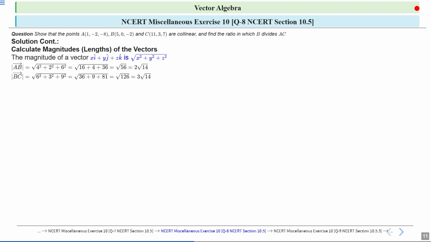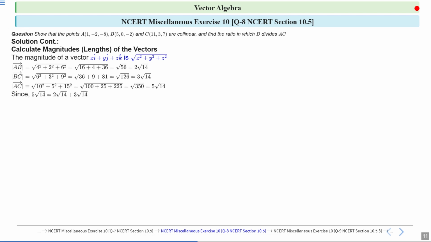Now magnitude of BC vector is equal to root over 6 square plus 3 square plus 9 square, which is equal to root over 36 plus 9 plus 81, which is root over 126, which is basically 3 root 14. And magnitude of AC vector is root over 10 square plus 5 square plus 15 square, which is equal to root over 100 plus 25 plus 225, which is root over 350, which after simplification will be 5 root 14.